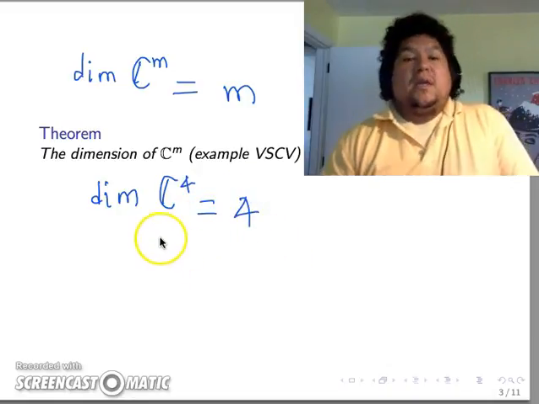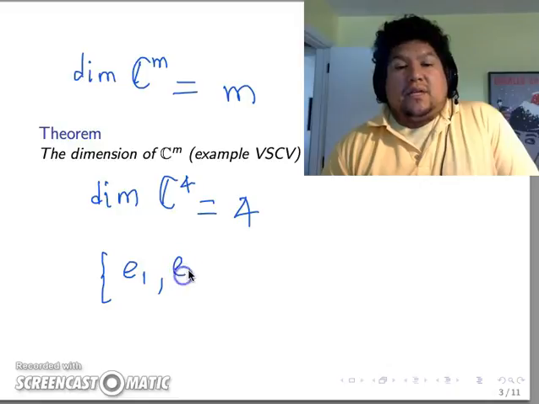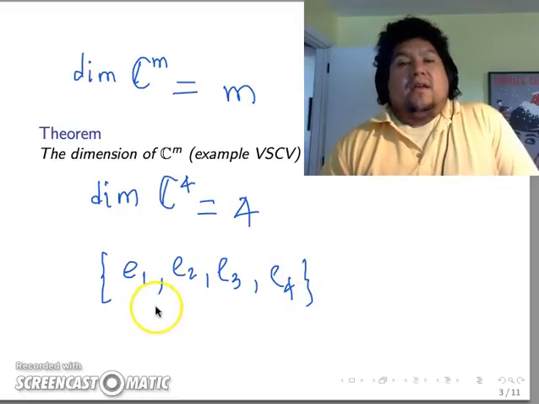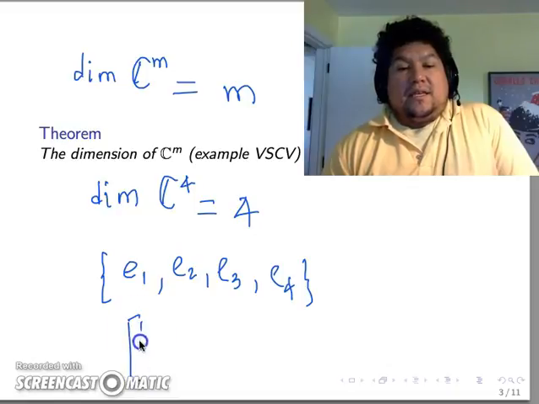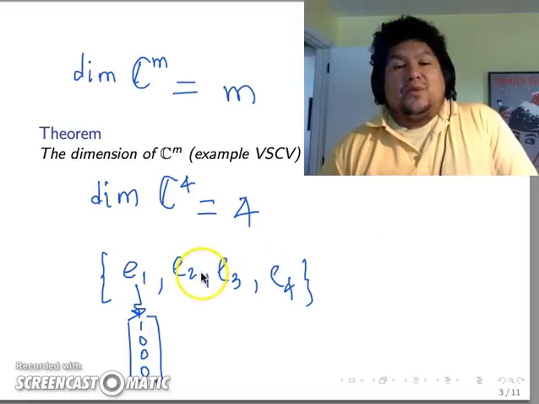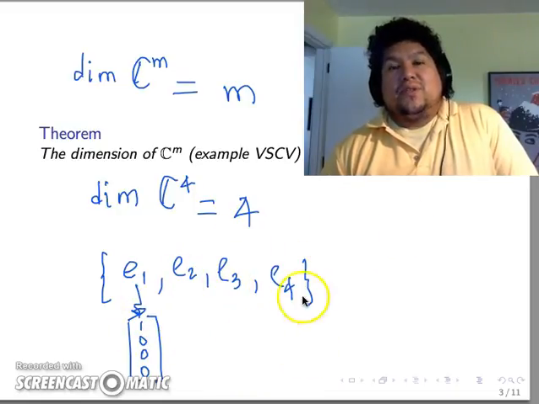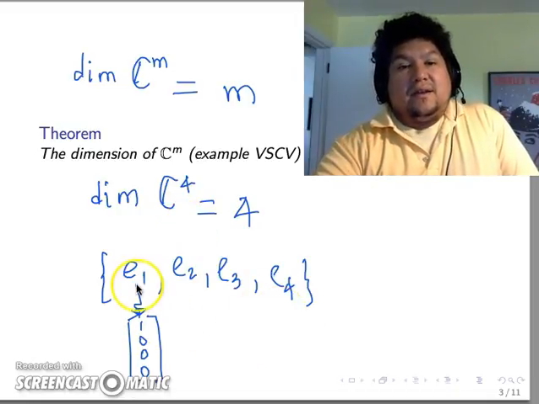We know that one such basis of C^4 is the set that contains e1, e2, e3, and e4. These are called the standard unit vectors. Each of these vectors is one column of the identity matrix, right? So we have a refresher here. This is what e1 looks like, and e2 is going to have 1 in position 2, e3 will have 1 in position 3, e4 will have 1 in position 4, and zeros everywhere else. Any member of C^4 can be expressed as a linear combination of these standard unit vectors.